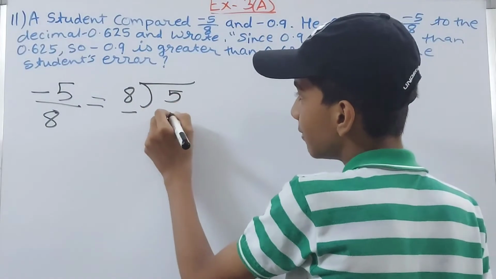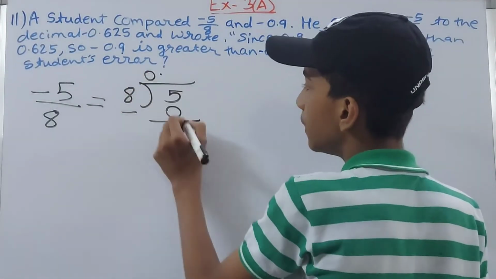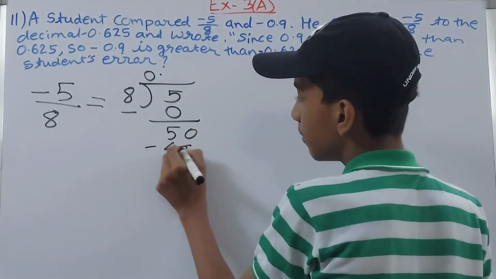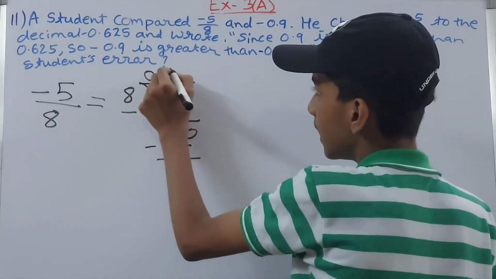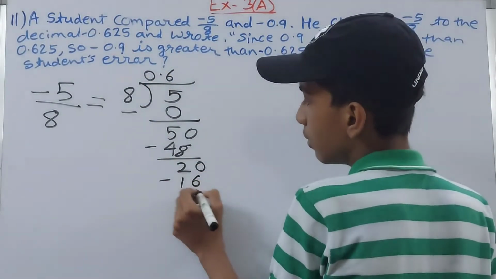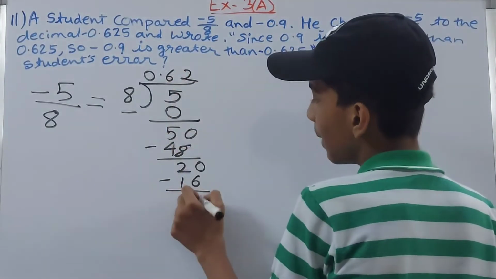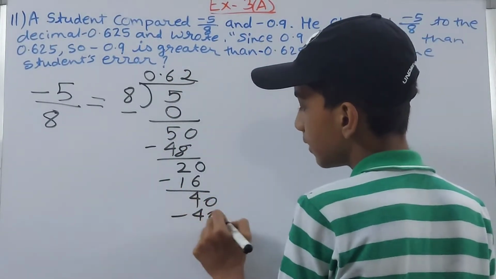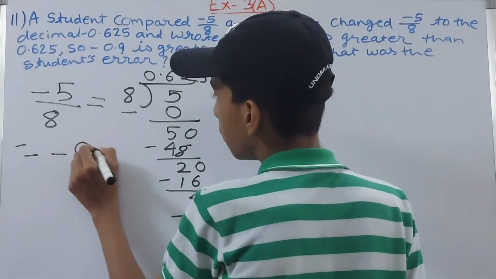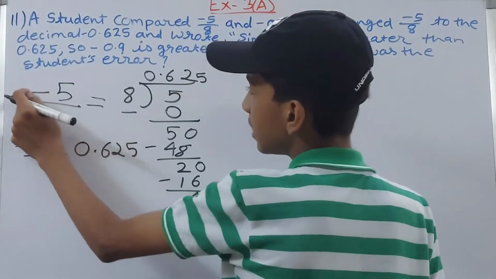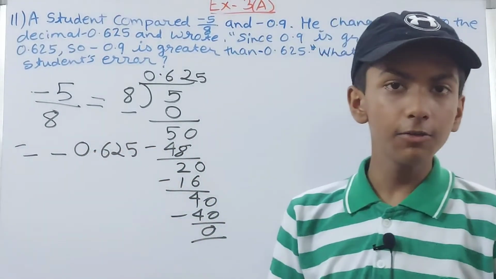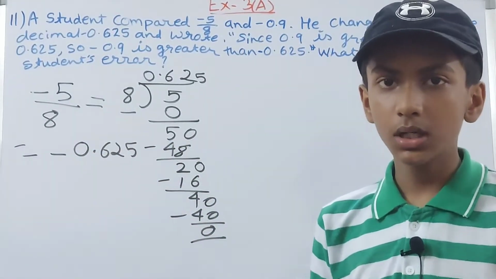But it is there, so we'll have here 5.0, increase by 1 0, minus 50. So minus 48 from this, we'll be left with 2. 4 8's goes 6 times, increase by 1 0, now minus 16, 2 times 4 again 40, so minus 40 0. So what do we get? Minus 0.625. Put the minus sign because you can see the numerator is negative, so we get minus 0.625. This means that his division was correct.